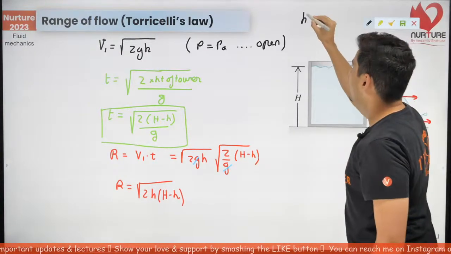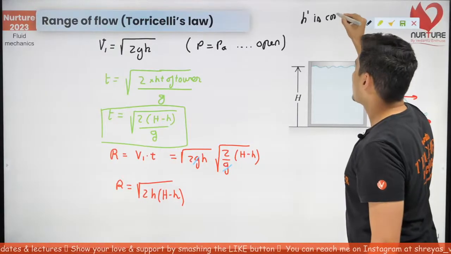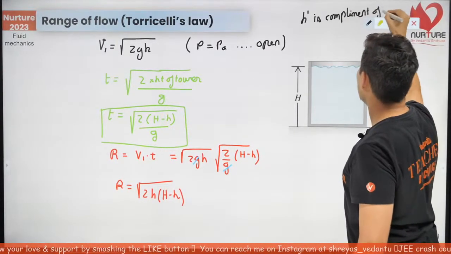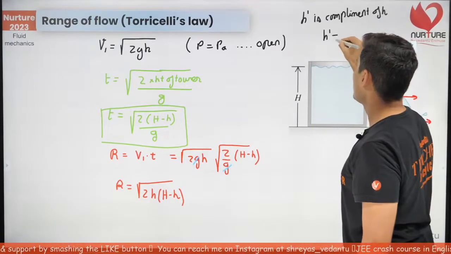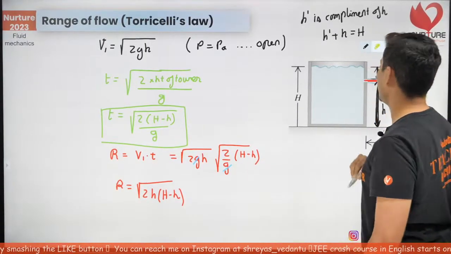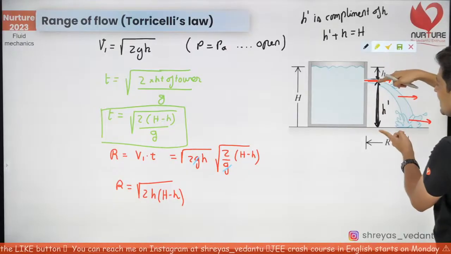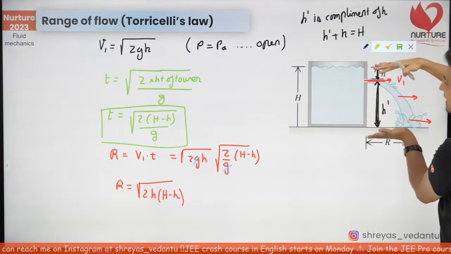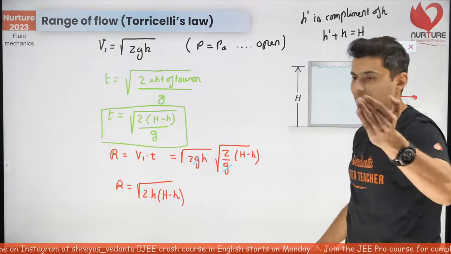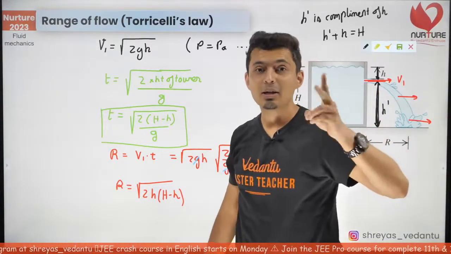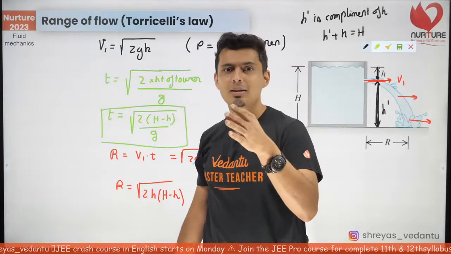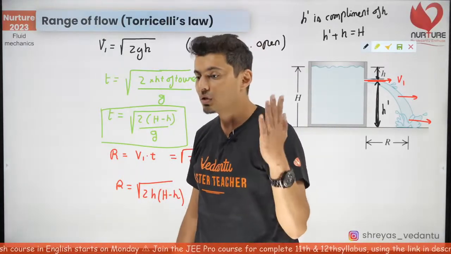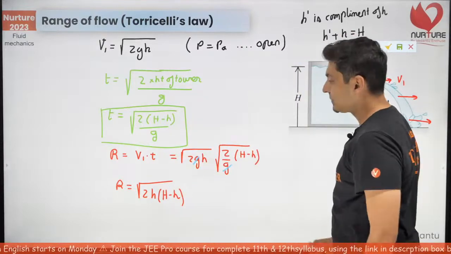So H prime is the complement of H, because H prime plus H is the total height. If this is this much, that's the remaining height. If this height increases, this height decreases. They complement each other to add up to the total H, like complementary angles: 20, 70, 30, 60 and all of that. In the same way, these are complementary heights.